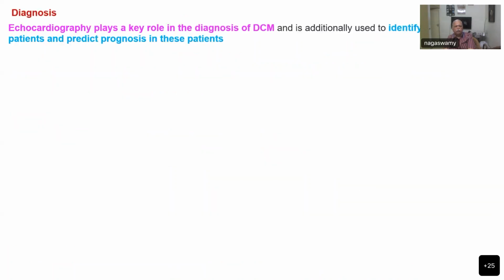How do you diagnose this? Echocardiography plays a key role in the diagnosis of the dilated cardiomyopathy and is additionally used to identify high-risk patients and predict prognosis in these patients. So using echo, how do you diagnose or assess the prognosis? What are all the points that you have to see in that? Any idea, Muthmani?